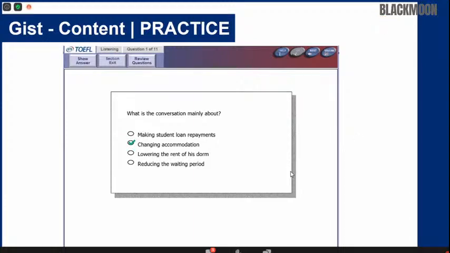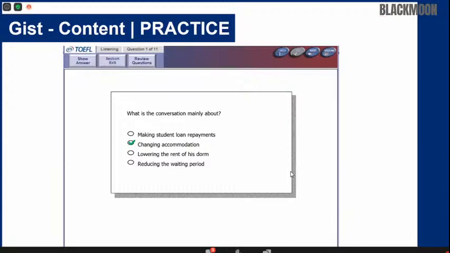Some of you said one, making student loan repayments. I know when he came in, she said to him that you're late on your student loan repayments. And then he said that I can't afford the apartment I'm living in. That's why I'm late, and that's why I want to change it. So that's when the topic switched to changing accommodation. And that's when he was like, I'm actually here to change accommodation. So that became the main topic.